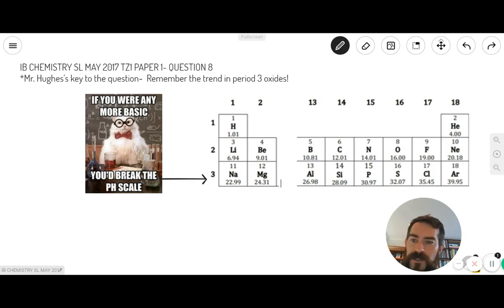So in this question here, we're trying to identify which one of these oxides, these metal oxides or non-metal oxides, will produce the most basic solution, because we want the solution with the highest pH. So we want the most basic solution. Remember, there's an inverse relationship there.